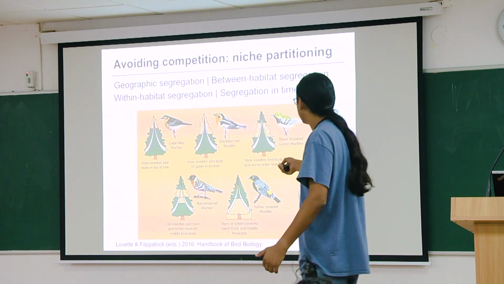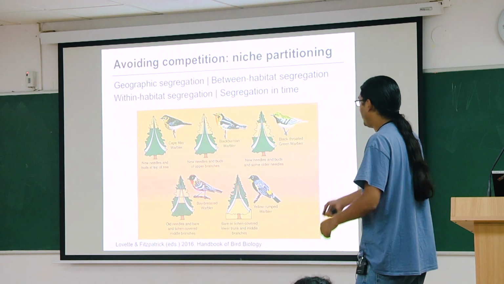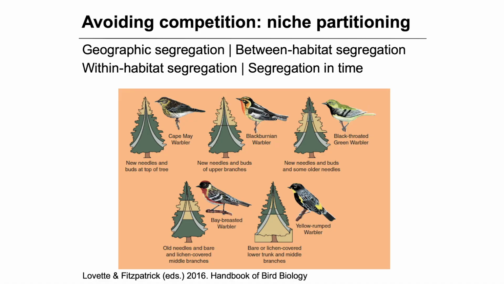This is a classic example by Hutchinson from the 50s, of five species of warblers that all breed and feed in coniferous trees. But within the coniferous tree, which is their habitat, they use different parts of the coniferous trees for foraging. So the Cape May warbler uses the top, the Blackburnian uses the top and the upper part, the bay-breasted uses just the center, the yellow-rumped uses the bottom part, and the black-throated uses the center.